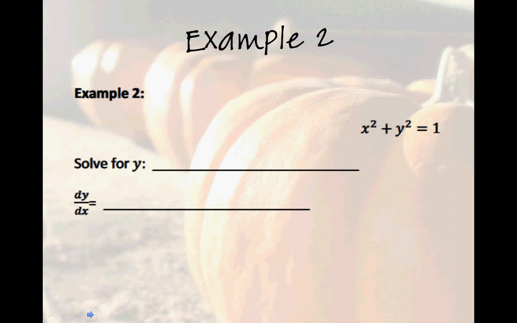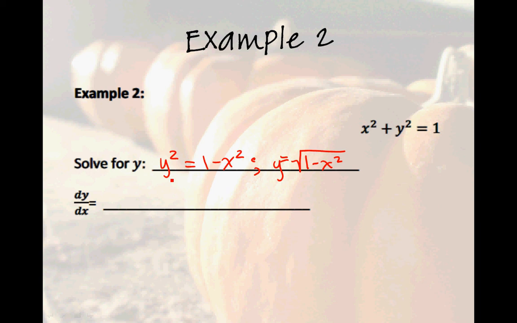Alright, so example 2, same idea. Solve for y, and then once you have that, take the derivative. So go ahead and pause and take care of that and then come back. Okay, so to solve for y, I'm going to move that x squared over first. And then if you just take the square root, you have now solved for y.